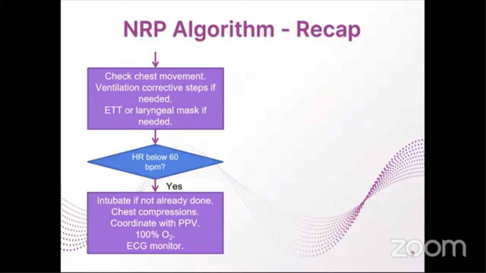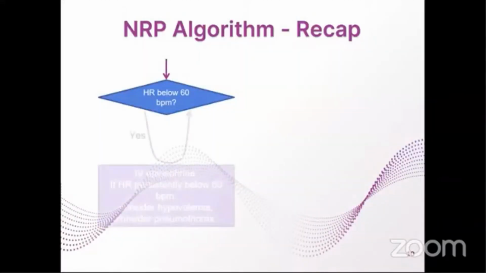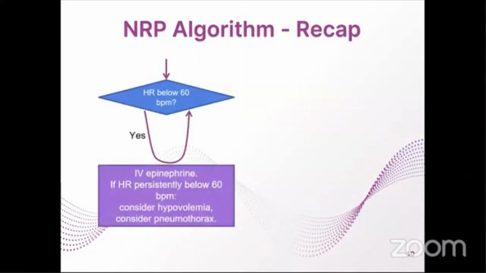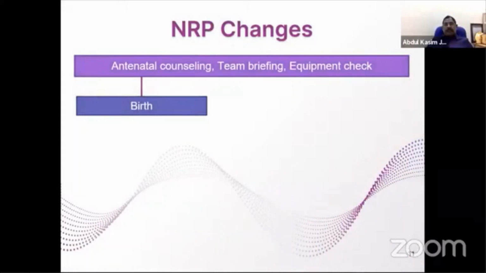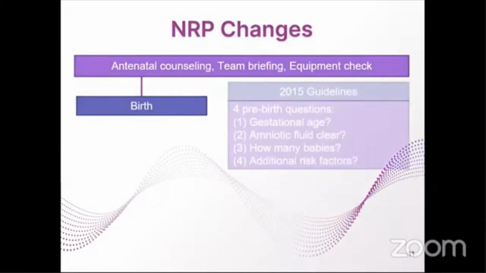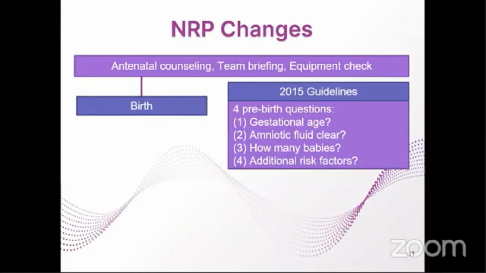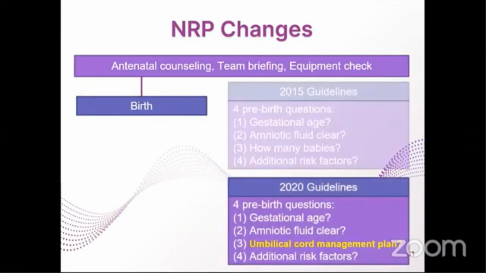And at this time, we definitely use 100% oxygen and ECG monitor. And if the heart rate still continues to be less than 60, then definitely use IV adrenaline and consider giving normal saline even after prolonged ventilation, and maybe consider pneumothorax. Now, this is pretty much what we have been taught so far and what we have discussed so far. Now, with regard to the guideline changes, what has happened?